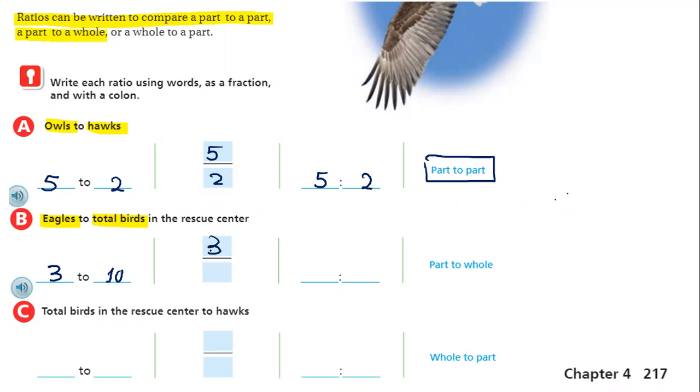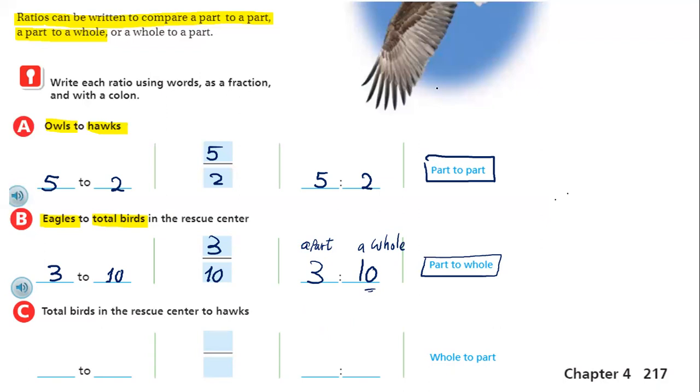By another way, 3 over 10. By another way, by using a colon, 3 to 10. Okay? And this question represents part to whole. Here, this is a part, and this is a whole. A whole, I mean the total number of all birds. Do you understand, Abdulaziz?